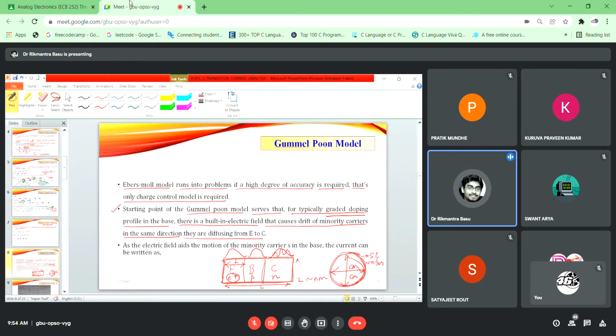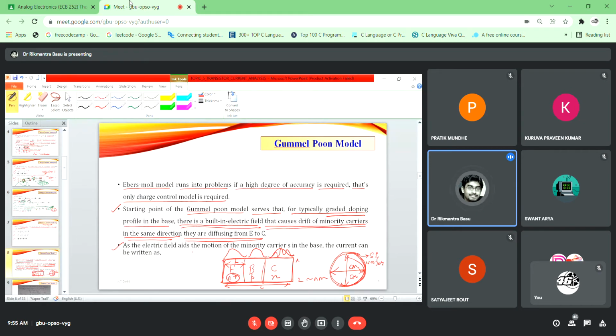And if there is a graded doping, doping directly controls the generation of the electric field. Electric field doping के साथ directly related है और directly proportional है. So correspondingly, there will be a fluctuation in the built-in electric field. If there is a fluctuation in the built-in electric field, minority carriers के drift motion always depends. Where the electric field is higher, the drift motion will be higher. Where the electric field is less, the motion will be less. So in this drift of minority carriers in the same direction could be found, like they will be diffusing from emitter to collector. So there are many problems.